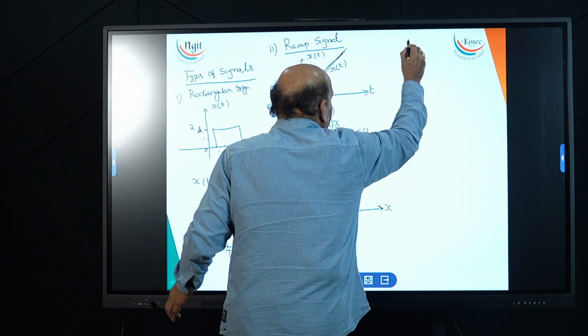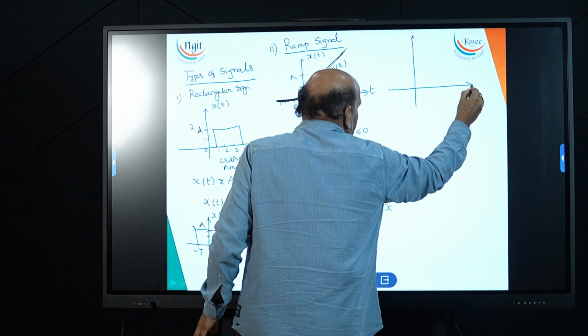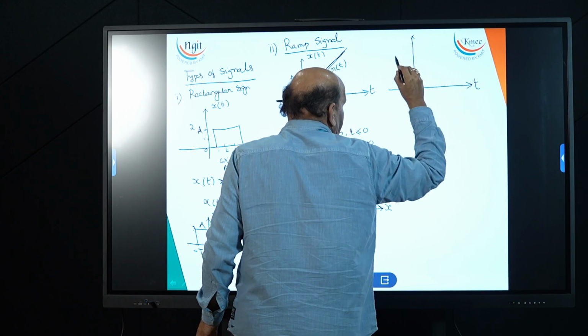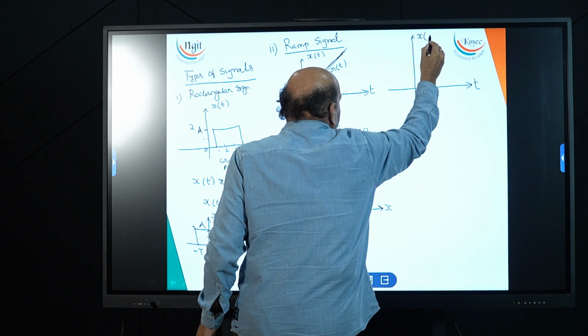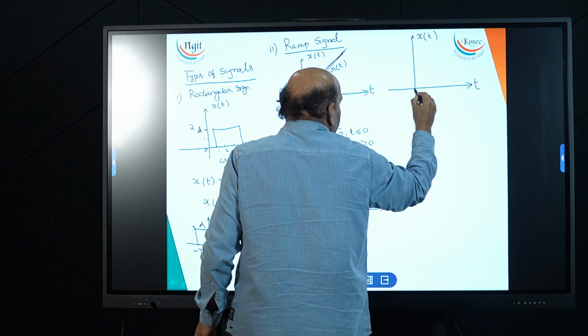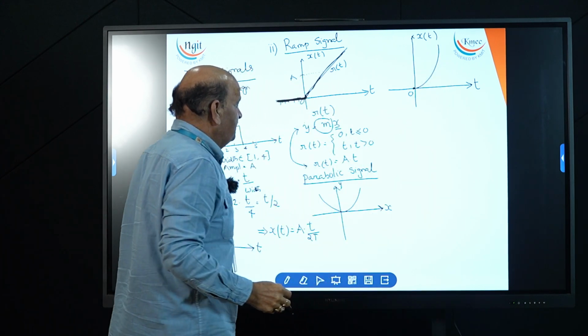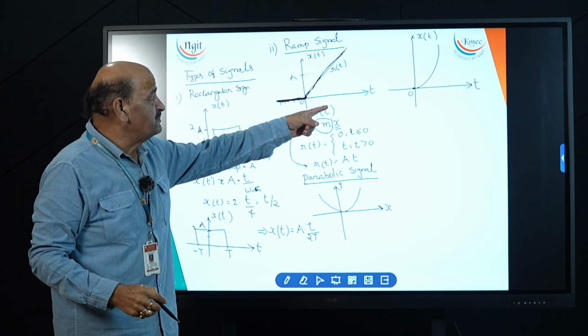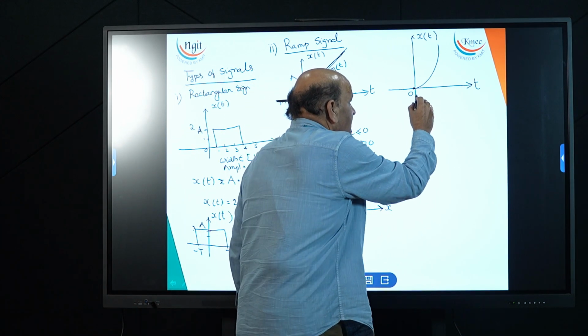Parabolic signal means what? Now just look at, take a parallel axis t and the parabolic signal. This is x of t. This is the origin 0. Now just look at, this is a parabolic signal. How to give? Now this curve ranges.